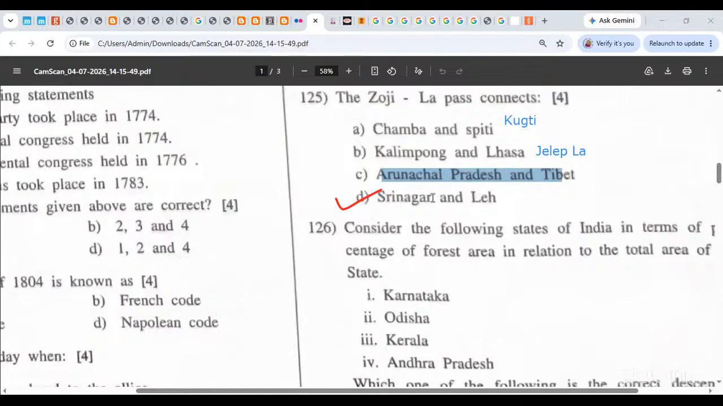Now the third one is Arunachal Pradesh and Tibet. This is famous. You have 2, 3 passes over there. One is the Bumla Pass, and then there is the Bomdila Pass also. So these two passes should ideally do it for the Arunachal Pradesh to Tibet region, or the transition. For that route you will have the Bumla or the Bomdila passes. Okay?